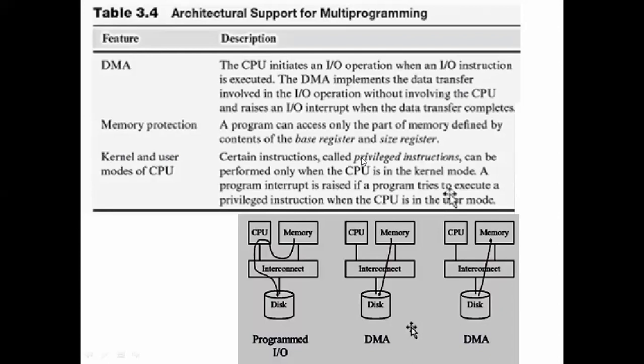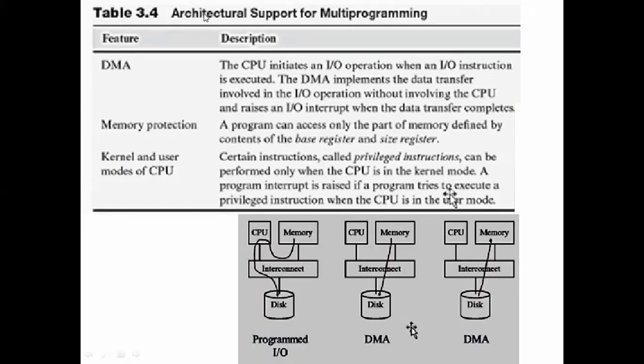Certain instructions, called privileged instructions, can be performed only when the CPU is in the kernel mode. When compared to the user mode, the kernel mode always has access to the privileged instructions, and no user is allowed to access them. A program interrupt is raised if a program tries to execute a privileged instruction when the CPU is in the user mode.